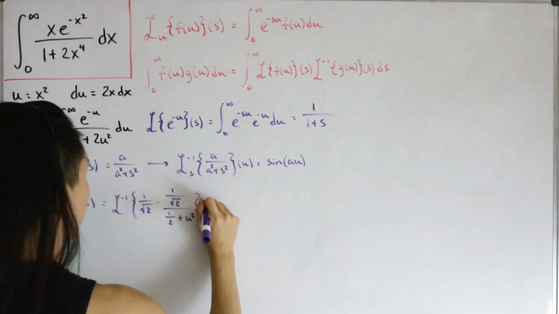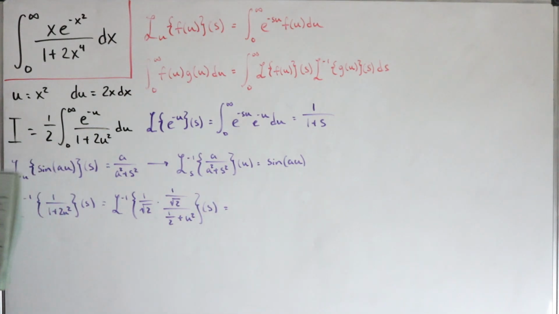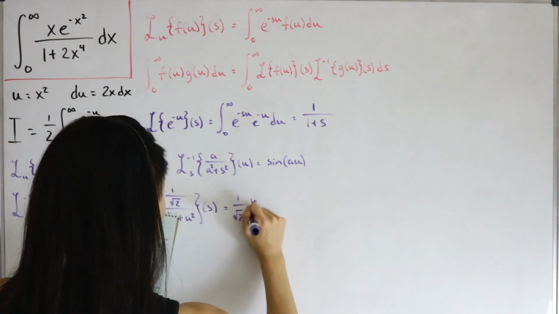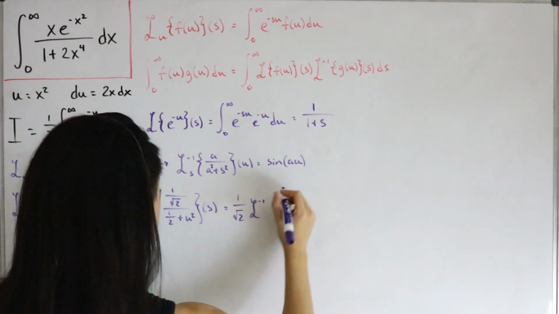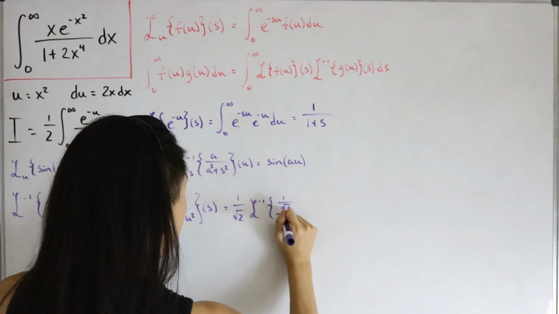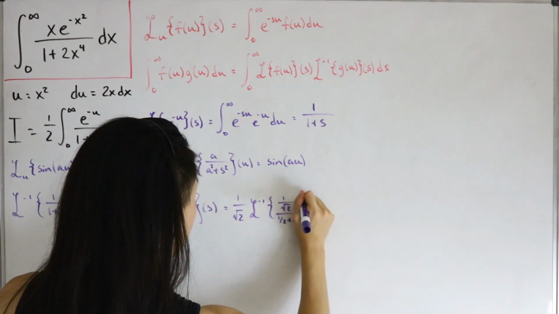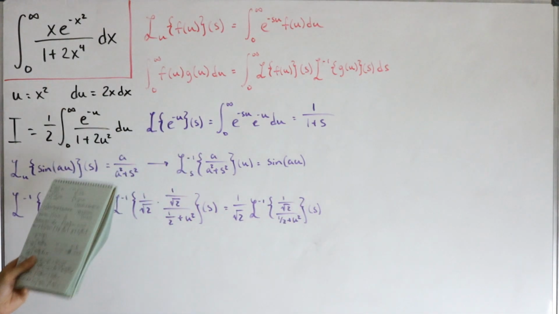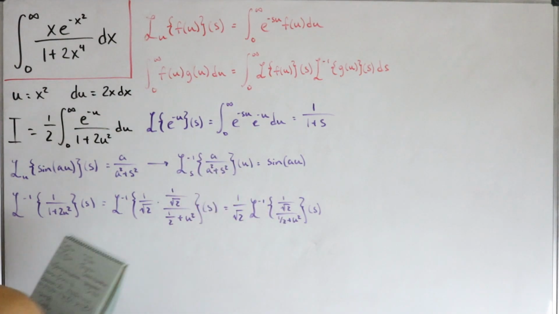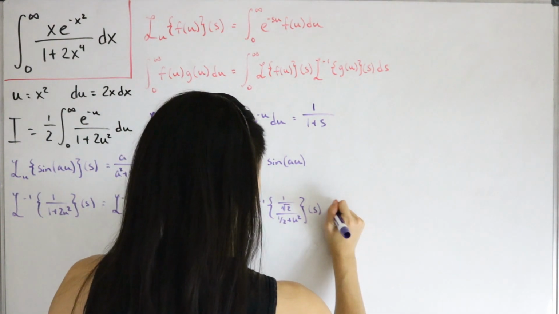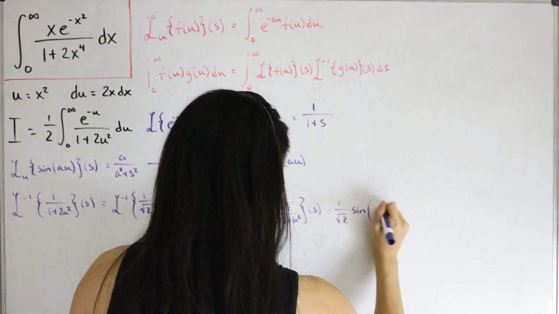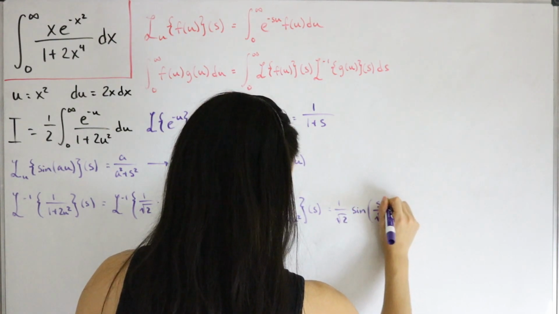Then we can simplify it further, since this is just a constant, so I'll factor that out. I have 1 divided by the square root of 2 multiplied by the inverse Laplace transform of 1 divided by the square root of 2, over 1/2 plus u squared, for the variable s. Plugging in that same definition, this is simply 1 divided by the square root of 2 multiplied by sine of s divided by the square root of 2.